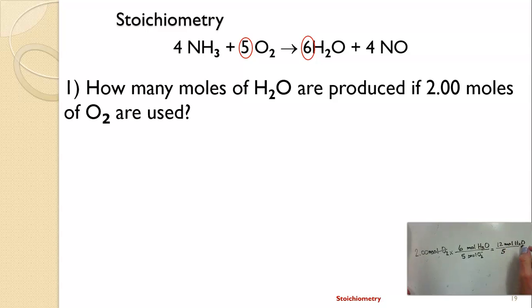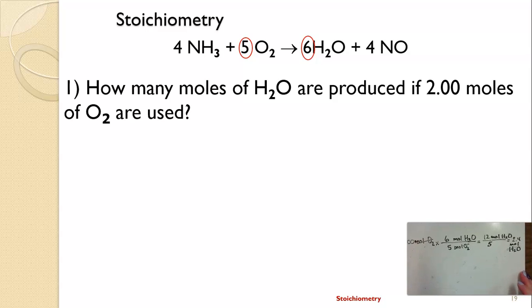C equals. So what is 12 divided by 5? Let's see, it's 2 and some change. 12 divided by 5 gives me 2.4. Okay, so there are 2.4 moles of water that are produced. Or I'm sorry, that are produced from 2 moles of oxygen.